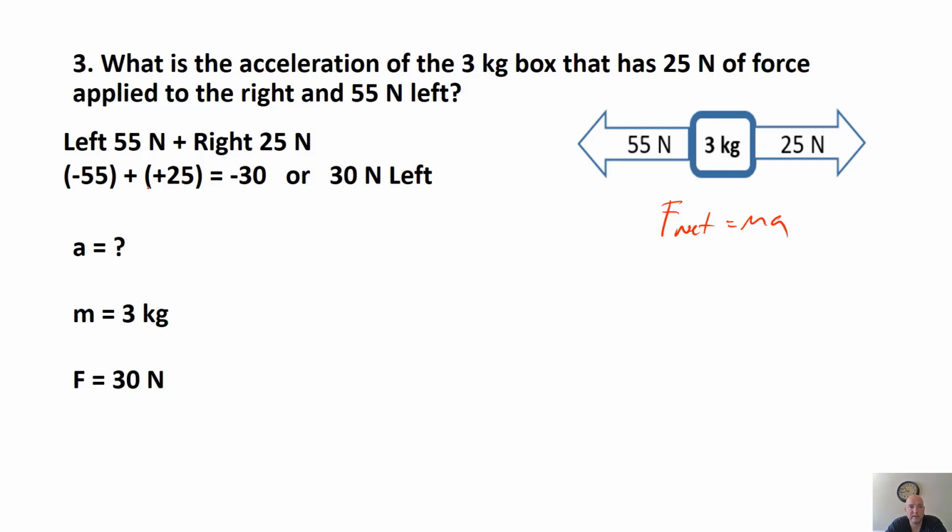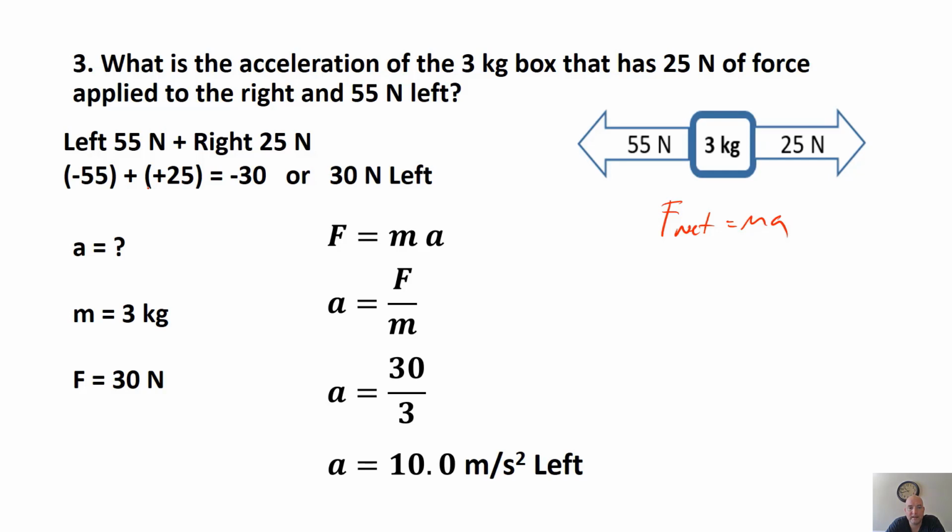We have a mass of 3 kilograms. We have a force overall, once again, we solved for this earlier, 30 newtons, and this was to the left still, so it's going to be in our final answer. We have F equals ma. We can rearrange F equals ma just like before, and we get 30 over 3, and that equals 10.0 meters per second squared to the left.